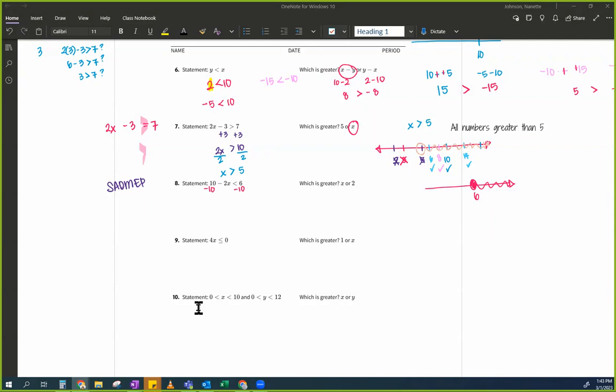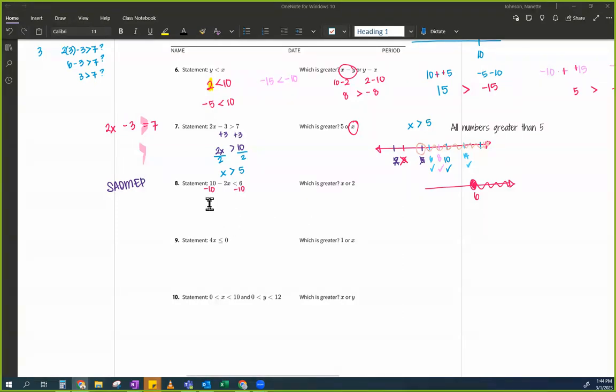So if I subtract on both sides, do I flip my symbol? When do you flip the symbol again? Please type that out. I flip my symbol when you blank or blank by a blank.